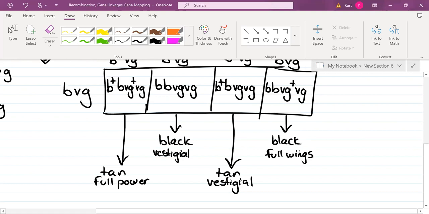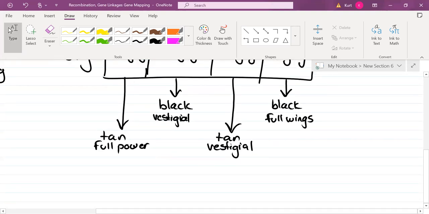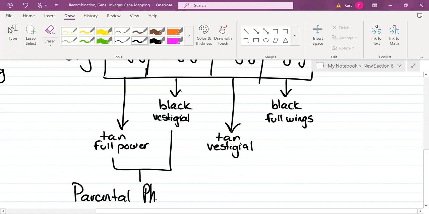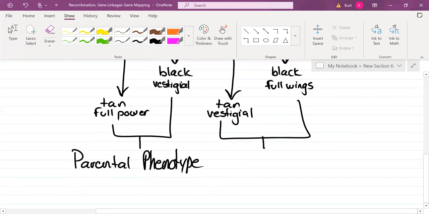Okay. If you were to number them 1, 2, 3, 4, which two outcomes look exactly like the parents that were involved in this cross? Which two boxes produce a cross that is exactly like the parents? The first one and the second one. We would call this the parental phenotype. And the crosses between, you know, the tan vestigial and the black full wings, which are not like the parents, we would call this the recombinant cross. They recombined. That's what the word recombinant comes from.